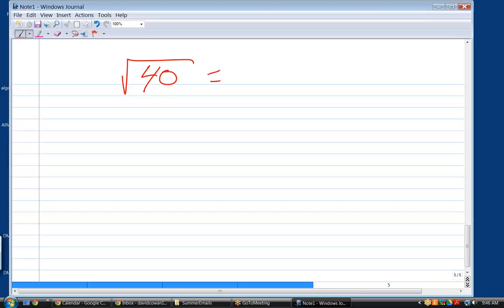What would that equal? 20 and 20. Remember, you're looking for factors of 40, one of which is a perfect square. So I don't want to do 8 and 5, because neither of those are perfect square numbers. Can you think of factors of 40 where one of them is a perfect square?